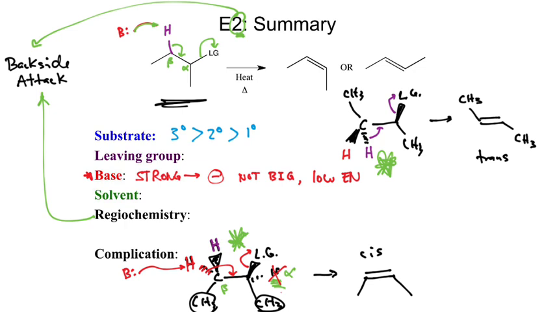What if I only have one hydrogen to eliminate? Can I get two products? No, because there's only one hydrogen to eliminate. The product that I'm going to get is the proper orientation of when that hydrogen was backside attack to the leaving group. That's the only product I get.